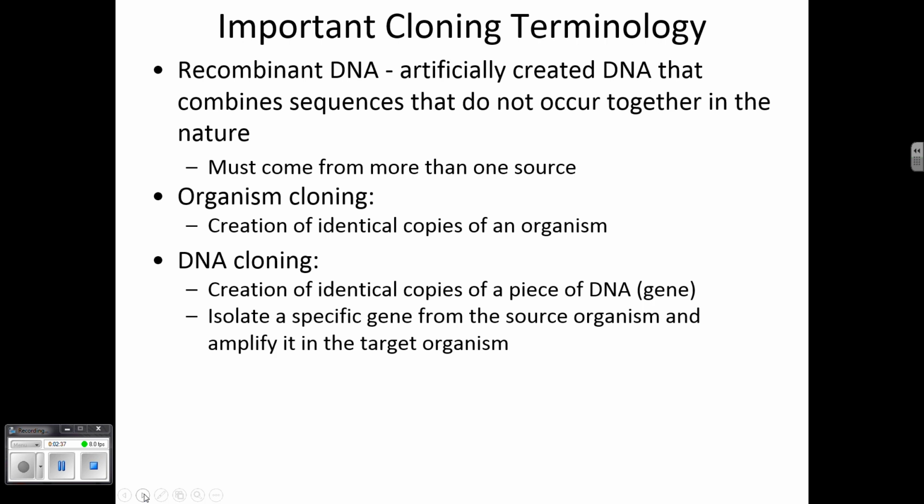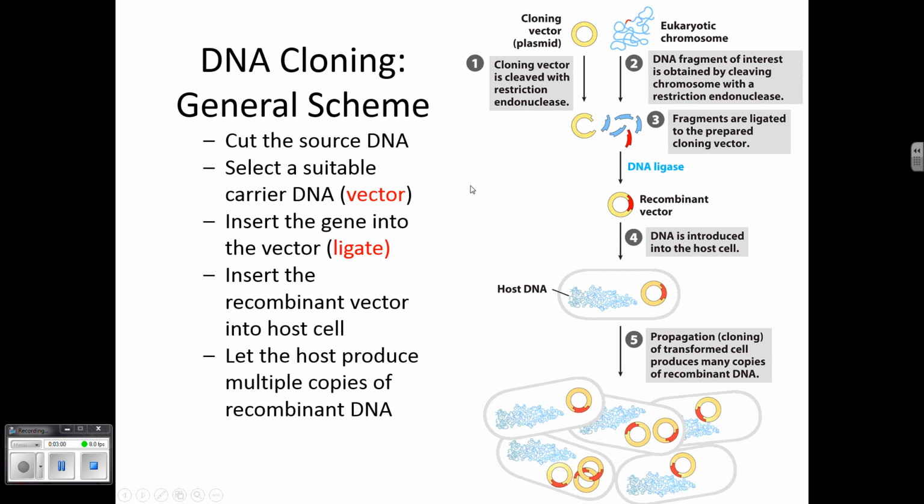Cloning, the word by itself, simply means making identical copies. DNA cloning is making copies of a particular gene. That gene is typically isolated from one organism that serves as our source organism that we are trying to study, and then we're amplifying that target gene within another organism. DNA cloning is what's on this slide that I was demonstrating to you.